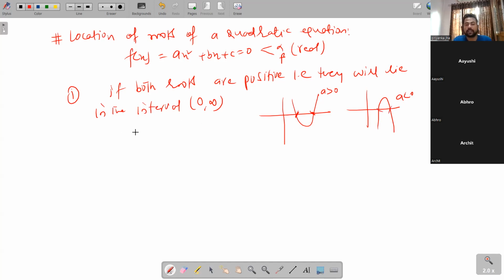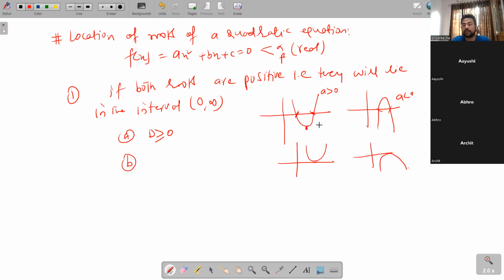So the first condition should be discriminant has to be greater than or equal to 0, because the graph can also be like this, just touching. So both roots will be real and equal, and the graph will be like this. So the first thing should be discriminant greater than or equal to 0. Means roots have to be real first. And the second condition would be, we know that both roots will be positive.